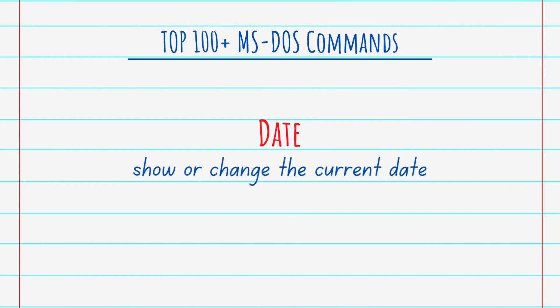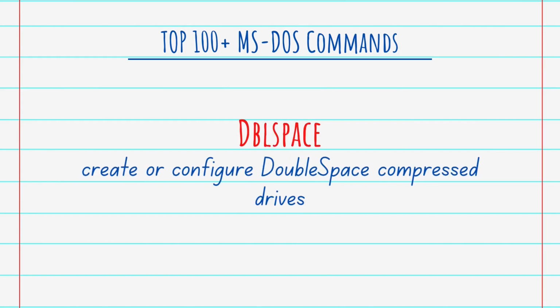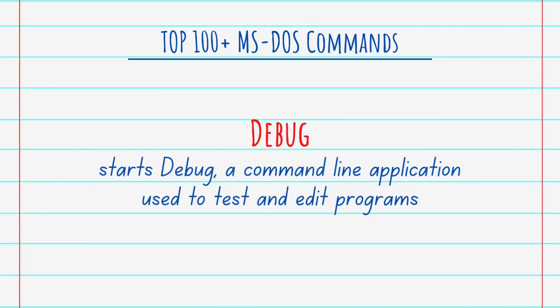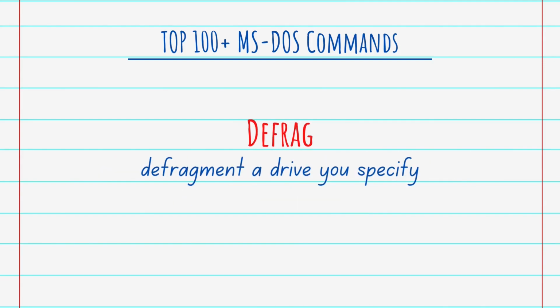Date. The date command is used to show or change the current date. Then next is dblspace. The dblspace command is used to create or configure DoubleSpace compressed drives. Next is debug. The debug command starts Debug, a command line application used to test and edit programs. Next is defrag. The defrag command is used to defragment a drive you specify. The defrag command is the command line version of the Microsoft Disk Defragmenter.